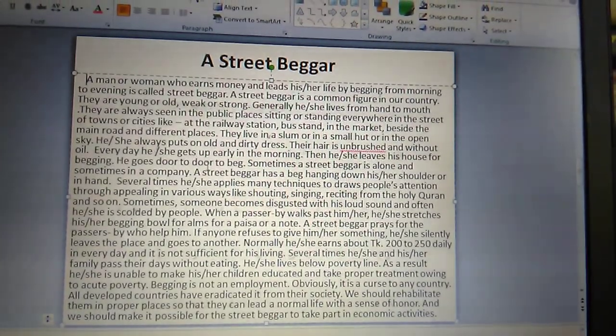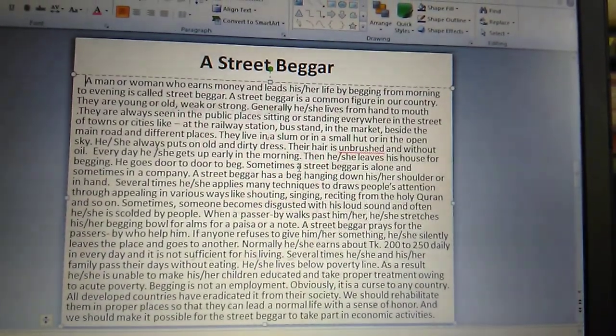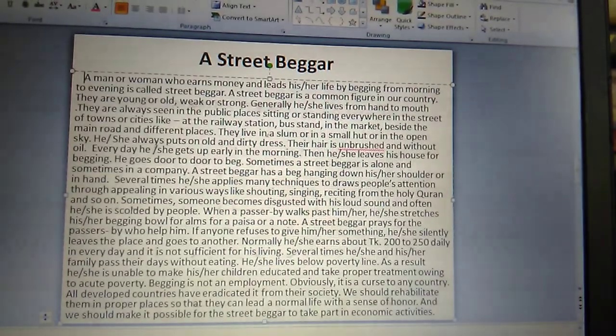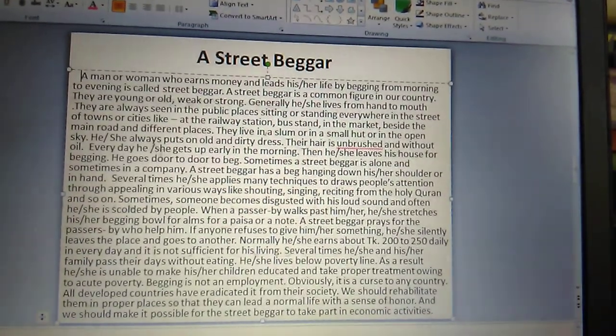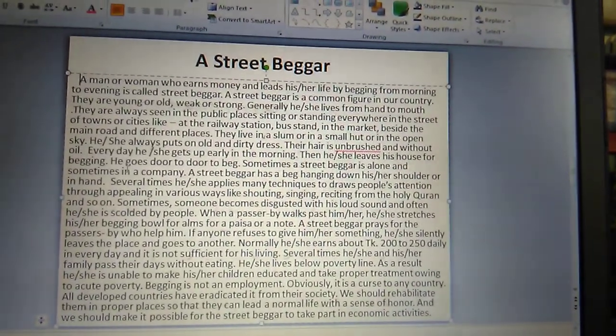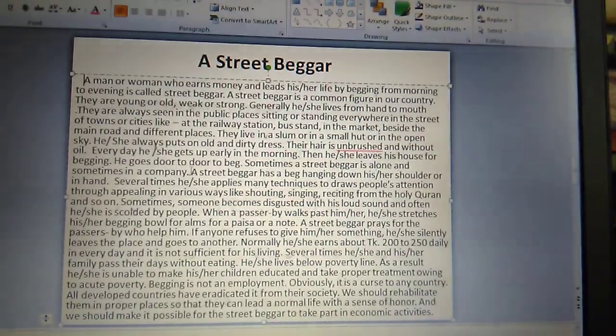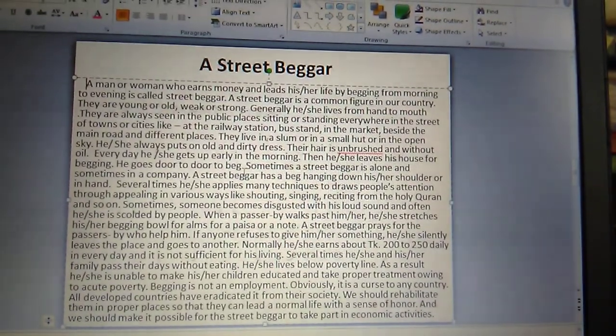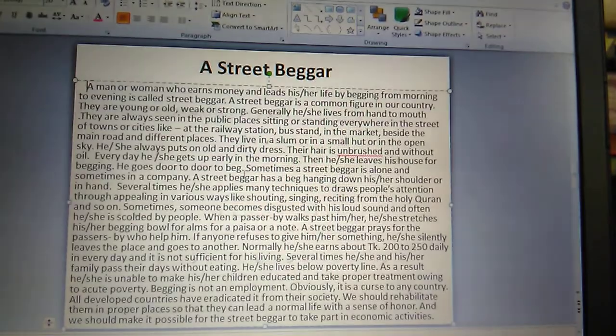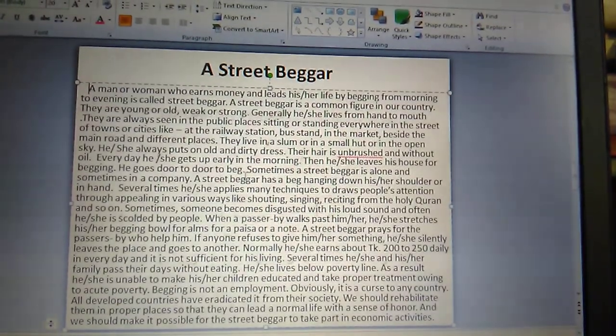Every day he or she gets up early in the morning. Most of the time they get up early in the morning. Then he or she leaves his house for begging. They go for begging, leaving the house. He goes door to door to beg. Door to door begging means going from man to man.